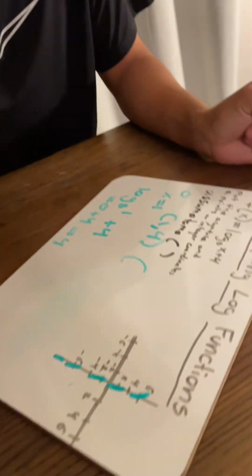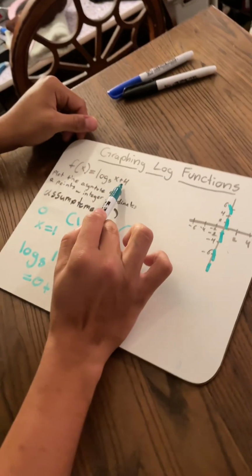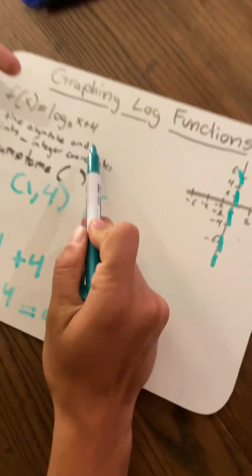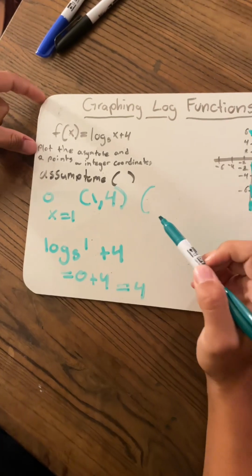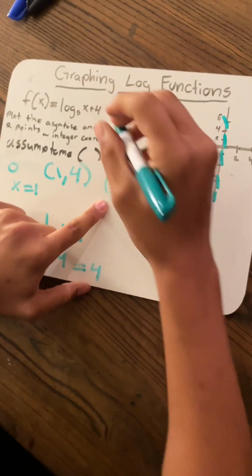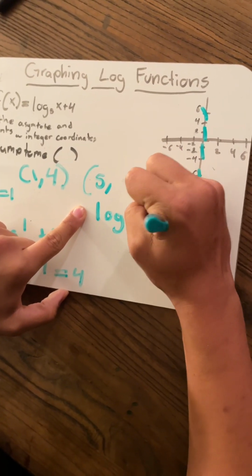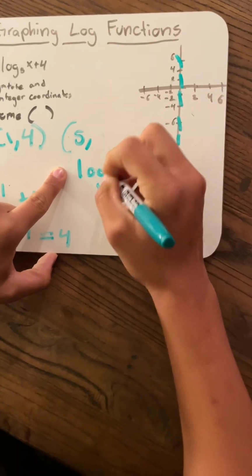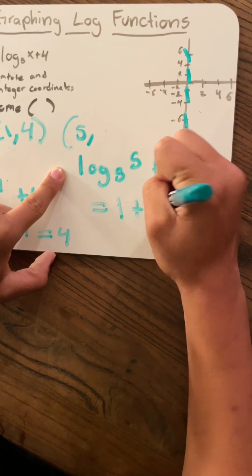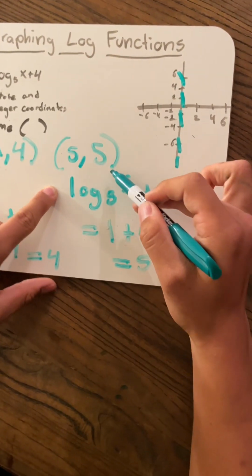Now the next step to find your next point's x is to make x plus 4 equal to 5, being the base. In this situation, again, we have no parentheses, so the 5 becomes the x. Now, after we get our x, we plug it back into the original equation: log base 5 of 5, plus 4. This right here is equal to 1. Plus 4 is equal to 5. So this is the second point.